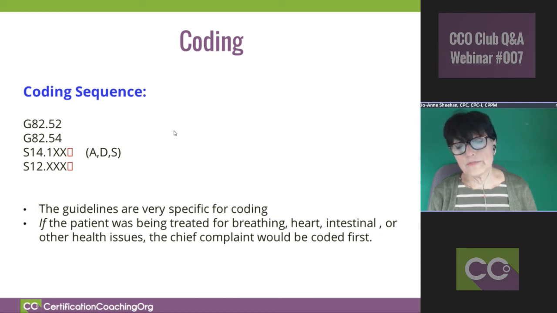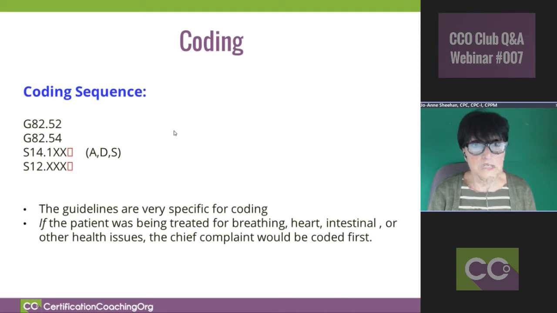here. But if the patient comes in because they're having extreme difficulty with their breathing or chest pains or anything, that's the reason they're being seen. That would be coded first. Then you would follow with the sequence. Okay, so just remember that when coding, the information that was presented to me by our club member, this is how I answered. However, if there is a very specific reason for the patient encounter, always code that first.